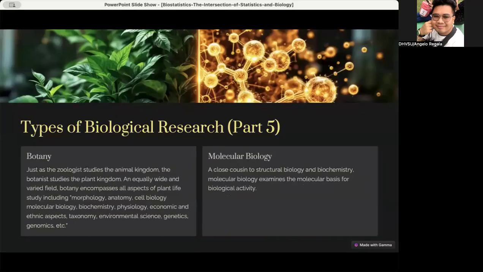Then second to the last is botany, the study of plants or the plant kingdom. It has an equally wide and varied field which encompasses plant life. That includes morphology, anatomy, cell biology, molecular biology, and many more. Similar to zoology, we can also apply different biological researches.